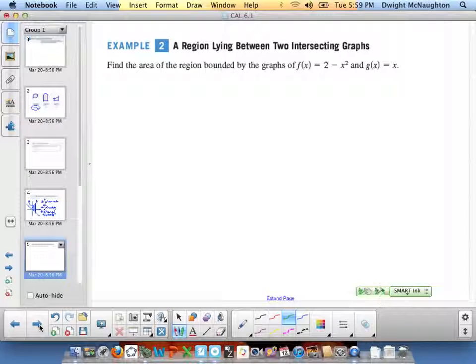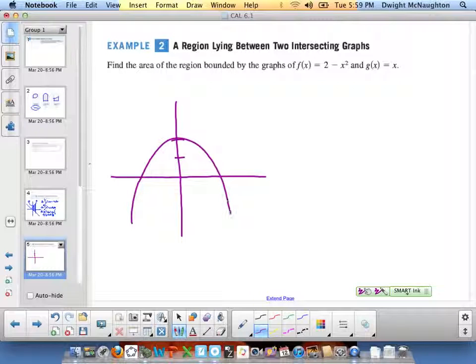Find the area of the region bounded by the graphs of y equals 2 minus x squared and y equals x. So again, we'll sketch these. 2 minus x squared, it's an inverted parabola, and y equals x comes right through there. Notice they didn't give us any left or right boundaries. That's because the graphs intersect. And we're just looking for this area here. We'll sum up our infinite rectangles from there to there.